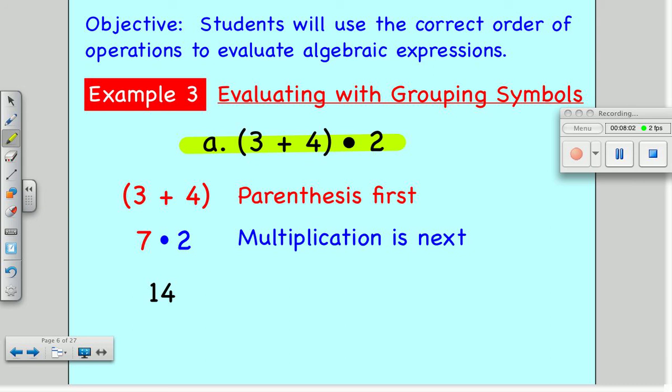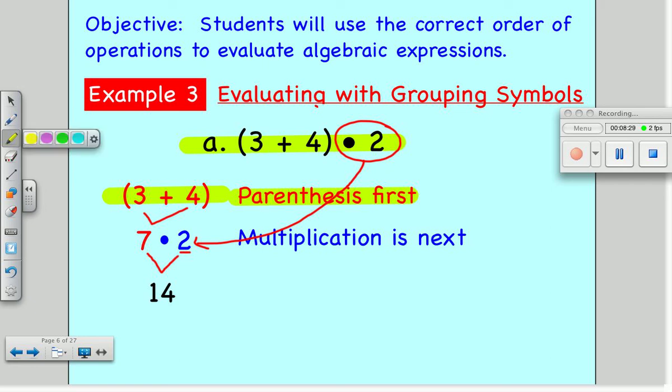And what is 3 plus 4? 3 plus 4 is 7, which is where this 7 came from. Where did this 2 come from? Came from here, the problem, times 2. And what is 7 times 2? 14. So you should have written down 7 times 2 and 14. And multiplication was next.